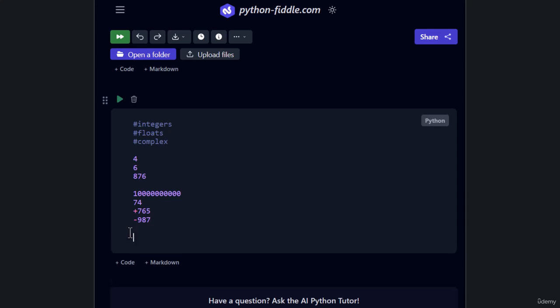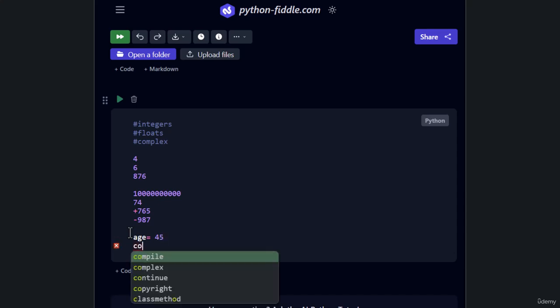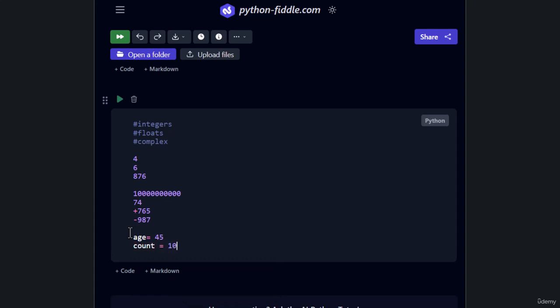to do so. For example, we write age is equal to 45. Now, the literal number 45 represents the age, or we can say count is equal to 10. And quantities like these that can be represented as a whole.